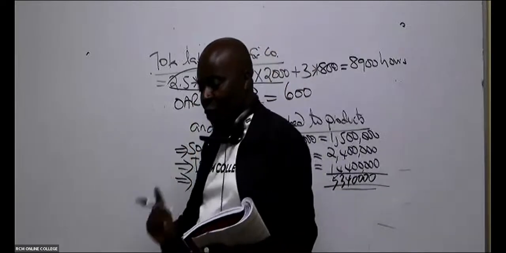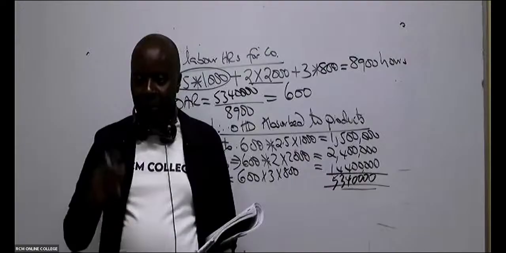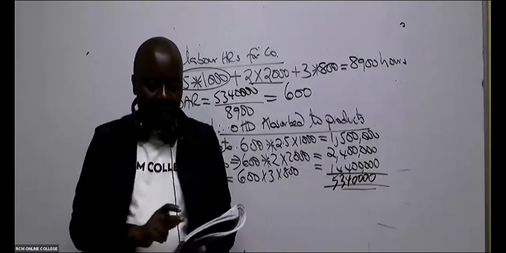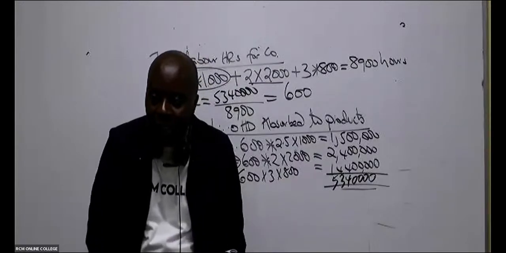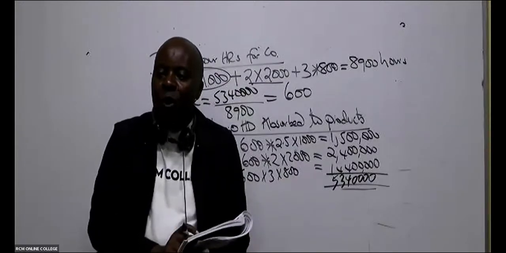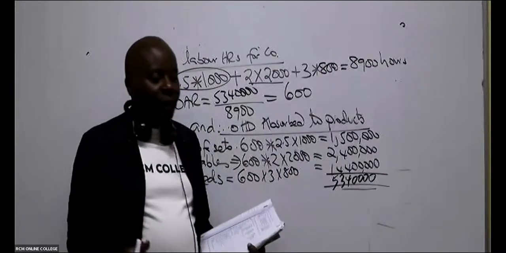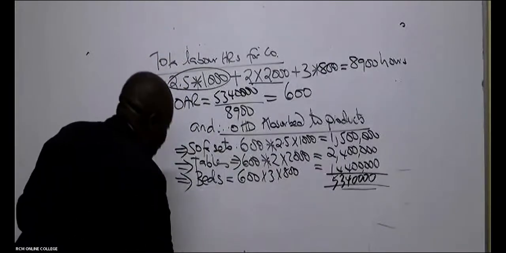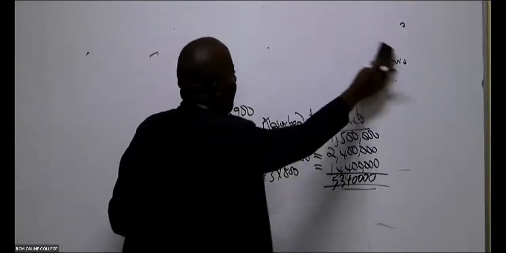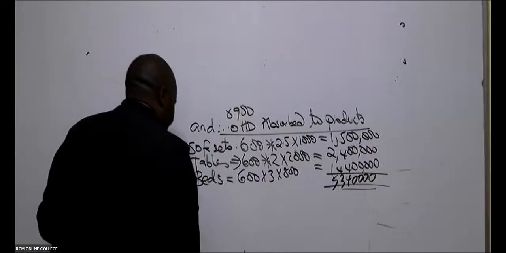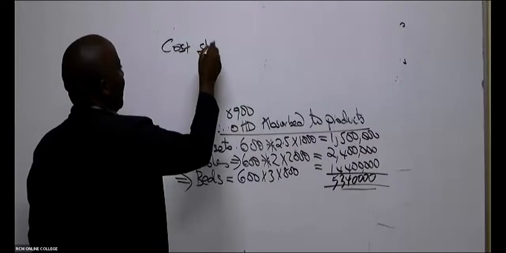But now, ladies and gentlemen, you don't stop there. You must always read the question that the examiner has given you, not once, not twice, but severally. This examiner asked us to calculate what a unit cost. So basically, he wants us to do a cost statement. So come here and give us the cost statement.